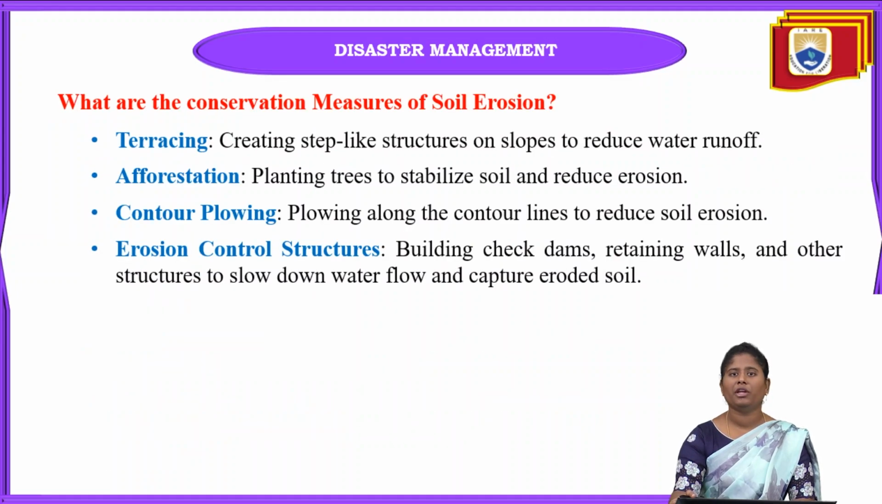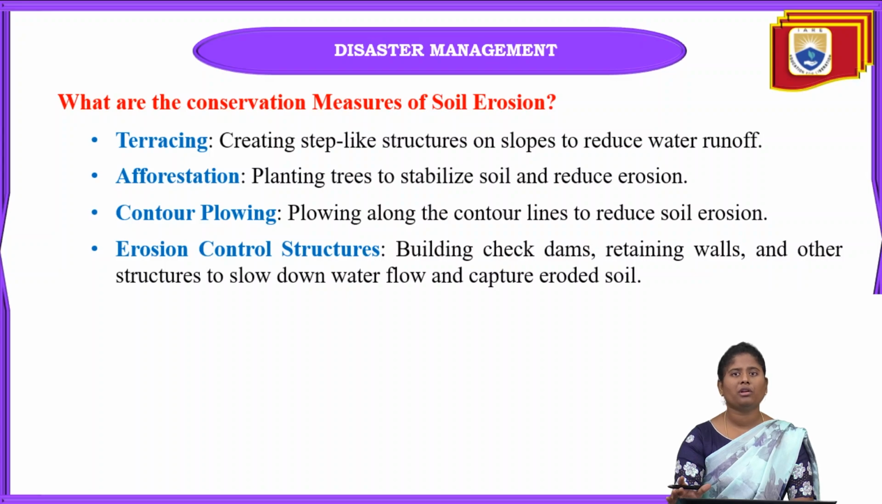Next one is, what are the conservation measures for soil erosion, meaning how are we going to eradicate it. Terracing we can do, like creating step-like structures on the slopes to reduce water runoff. By doing this, soil erosion can be controlled easily. Next one is afforestation. Planting trees on the soil can also decrease soil erosion. Why? Because growing trees stabilizes the soil and reduces erosion. Next one is contour plowing, plowing along the contour lines, which can also reduce soil erosion.